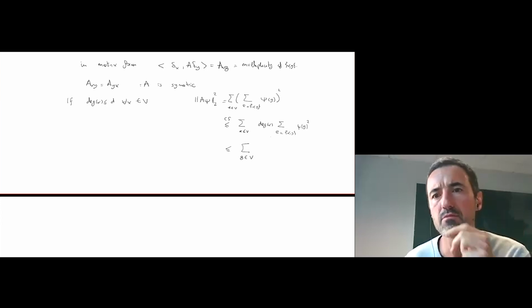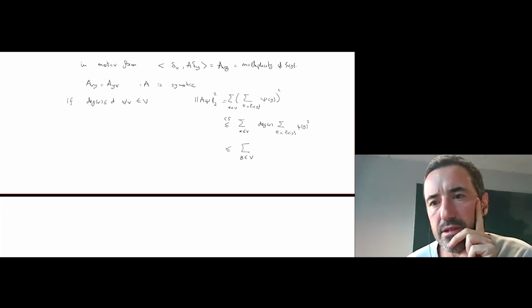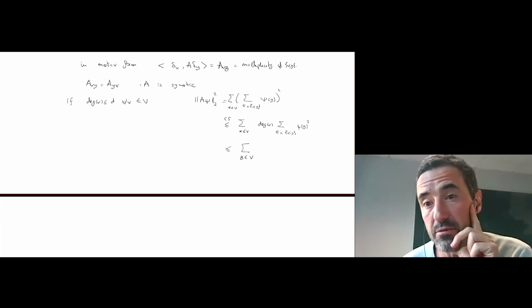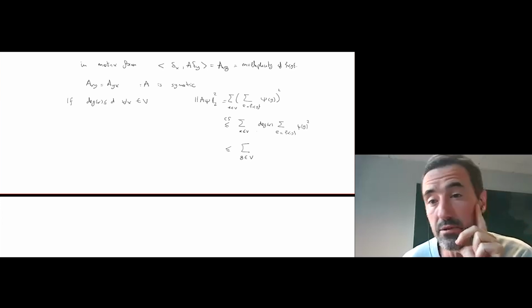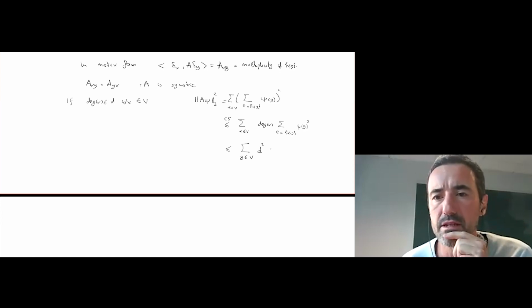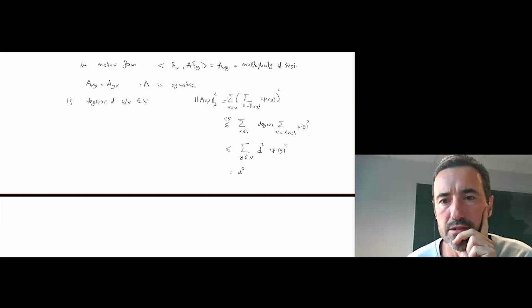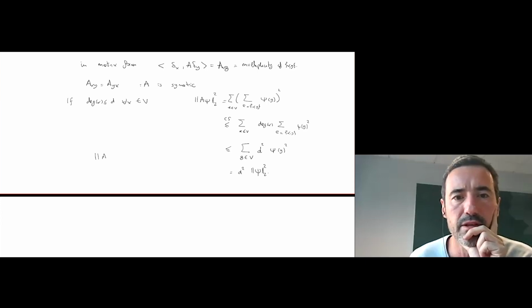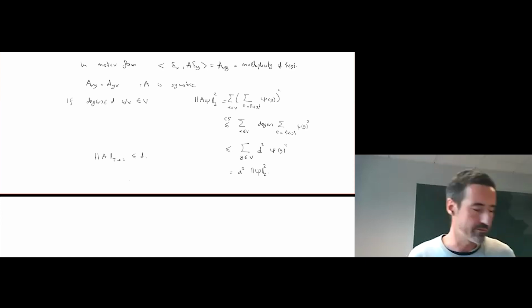And each term in this sum will appear at most, if you fix now y, the number of x such that there is an edge between x and y is at most the degree of y. Okay, so in fact you can bound that by d squared, because all degrees are bounded by d, times psi of y squared. Okay, so you have proved that this is at most d squared times the L2 norm squared. Okay, so the operator norm of A is bounded by d. So it's a bounded operator.